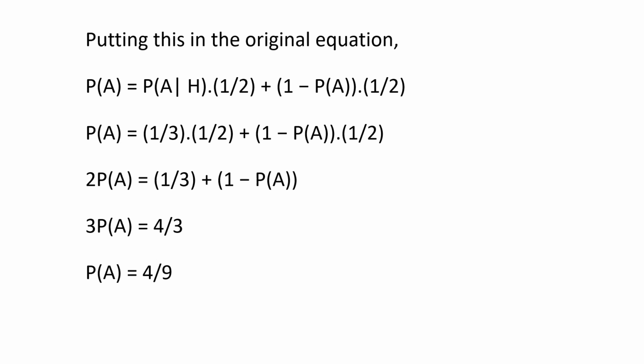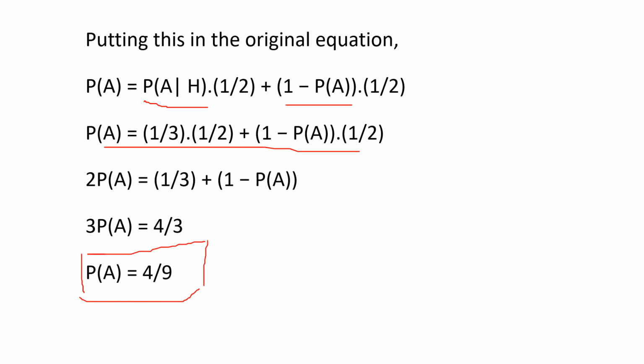Now plugging these values into the original equation, we get an equation in terms of PA, which is probability of A winning the game, and we can solve this to find the final answer, which is probability of A winning equals 4 by 9.